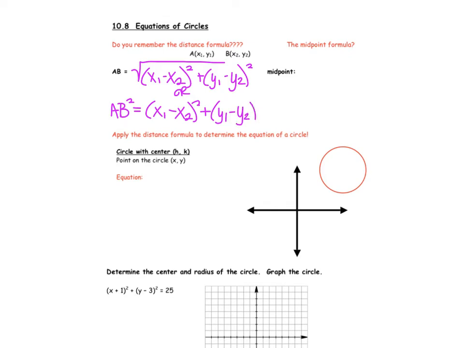And the midpoint formula is like finding the average, so it's the sum of the x's, x1 plus x2 divided by 2, y1 plus y2 divided by 2.